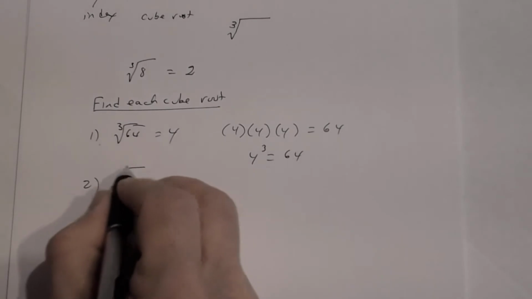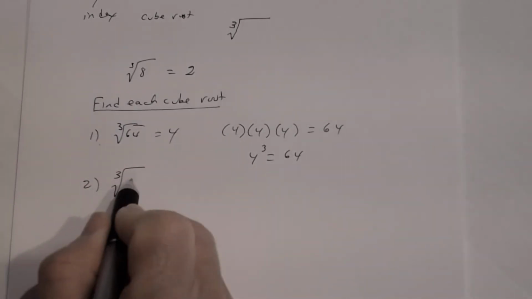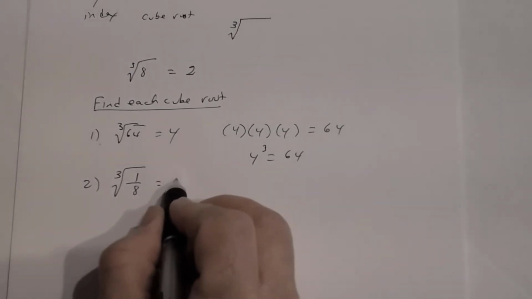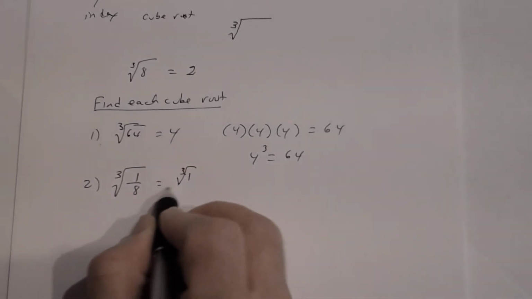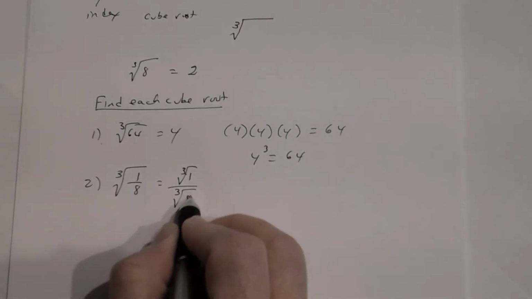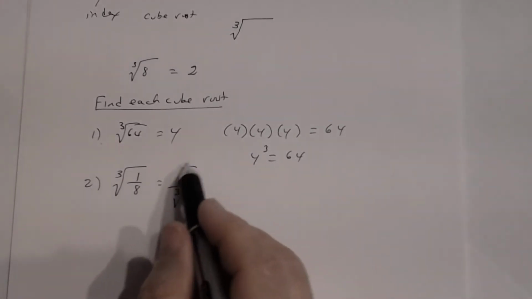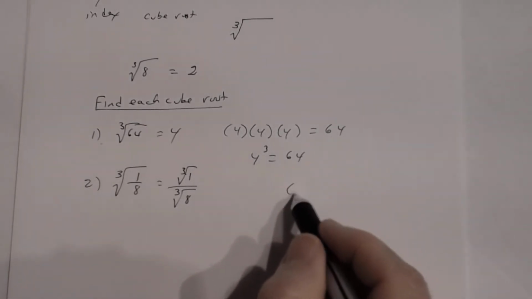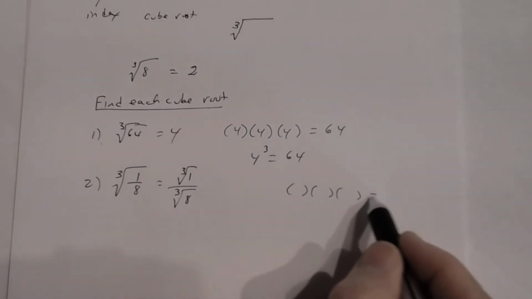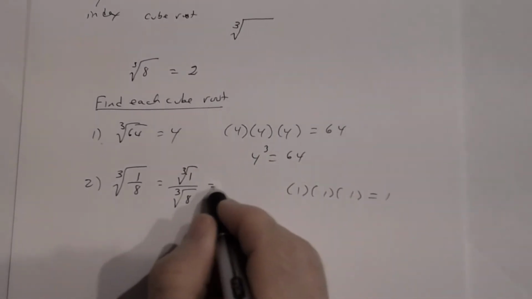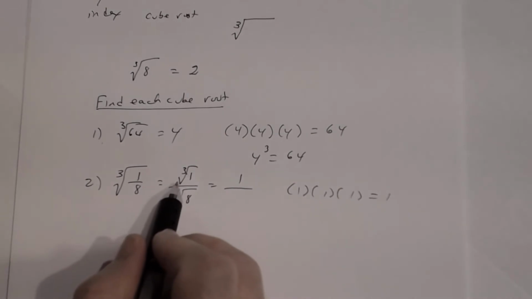the cube root. Remember, we're dealing with cube roots here. The cube root of 1 divided by 8. Just like we did before, I can write the cube root of 1 divided by 8 as the cube root of the numerator divided by the cube root of the denominator, right? I don't need a calculator for this one, because the cube root of 1 means what times itself 3 times is 1. The only thing that works is 1 times 1 times 1. So that's 1.